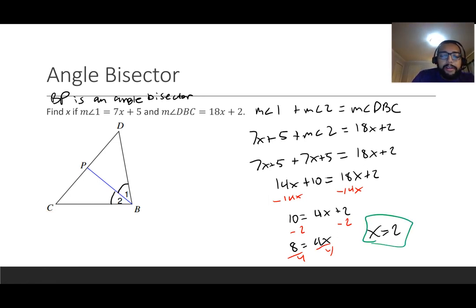So the biggest thing there, let me get my laser pointer out. Since BP is an angle bisector, we can say that angle 1 is congruent to angle 2. That means that here, we didn't know measure angle 2, but we did know the measurement of angle 1. So that's why we can say that 7x plus 5 plus 7x plus 5 is going to be equal to this whole thing here. Now with the post test, again, it's going to be very similar to this.